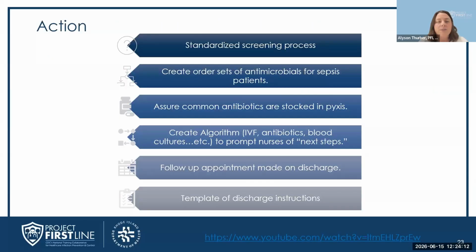So then we have action. The core element of action is all about implementing structures and processes to improve the identification of, management of, and recovery from sepsis. So the main goal of a hospital sepsis program is to improve the treatment and outcomes of patients with sepsis. To support this goal, sepsis programs should develop and implement structures and processes to facilitate recognition of sepsis, evidence-based management of sepsis, and longer-term recovery from sepsis.